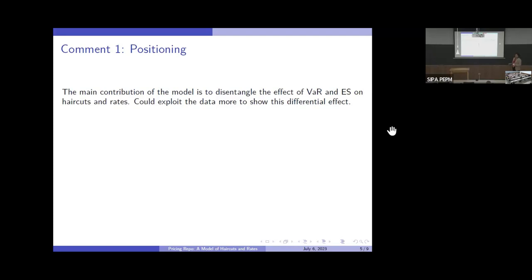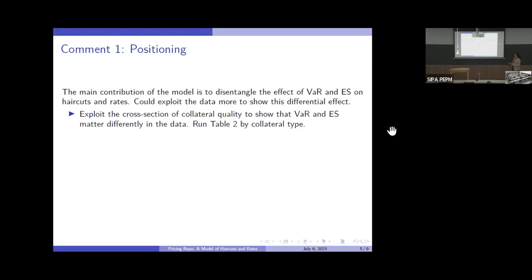So I had some ideas of how he might be able to do this really easily to set up the test. He has this very rich cross-section of collateral quality. I think there are around 600 different types of collateral used in this repo data. So I was thinking maybe we could use those different types of collateral to show this difference between value at risk and expected shortfall in the data.